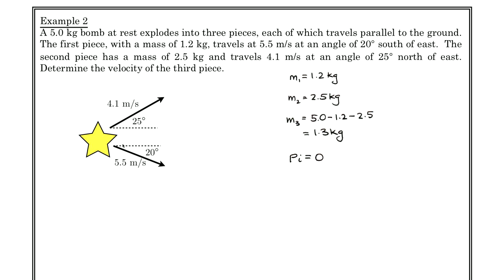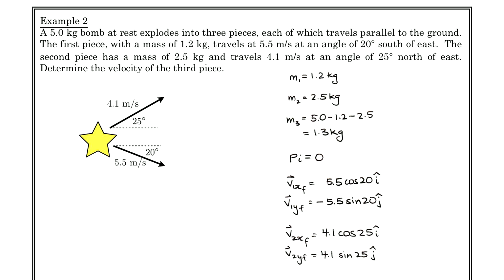We can now take these two velocity vectors and resolve them into their x and y components. So here's the first velocity, v1, and this is the 5.5. And we get 5.5 cos 20 i hat minus 5.5 sine 20 j hat. We've got v2, and its x is 4.1 cos 25 i hat, and its y is 4.1 sine 25 j hat. So there it is. Everything set up and ready to go.